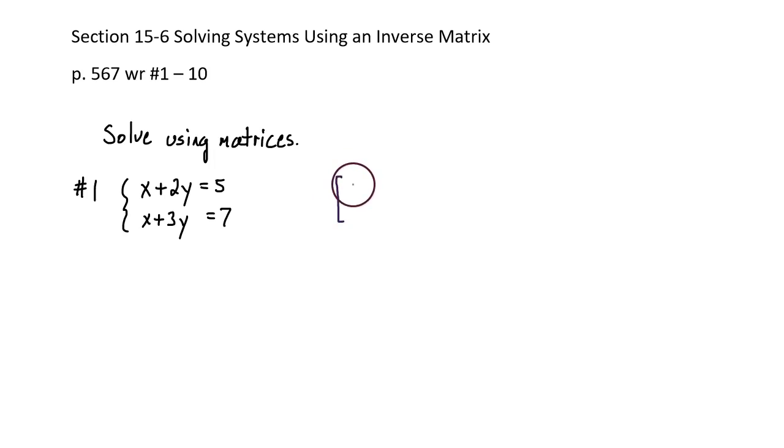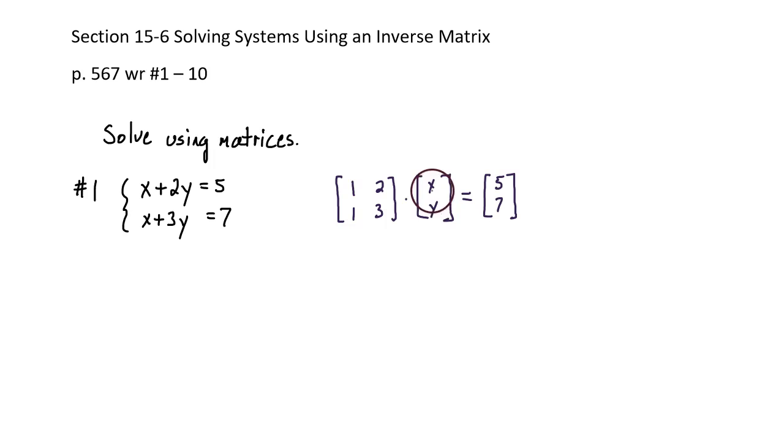Write down the coefficients matrix, 1, 2, 1, 3. Then multiply by the variables matrix, and it has the letters x and y in it. And that's equal to the constants matrix, which contains 5 and 7.